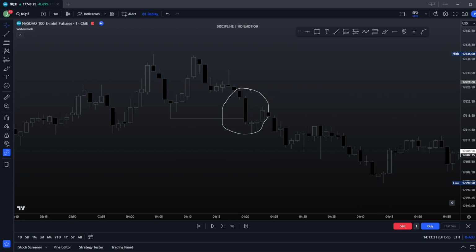Got a bullish trend, higher highs. Yeah, exactly. So on a lower time frame, you see a bearish market. On a higher time frame, it's bullish. Exactly. Yes, you have it.